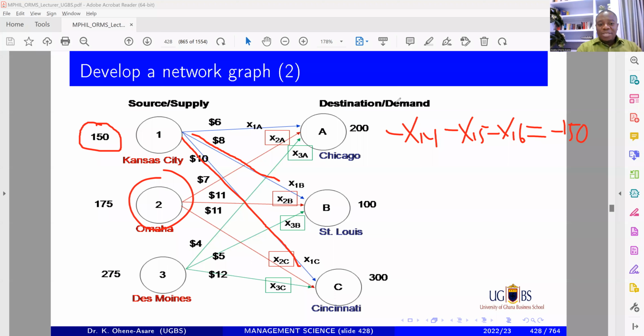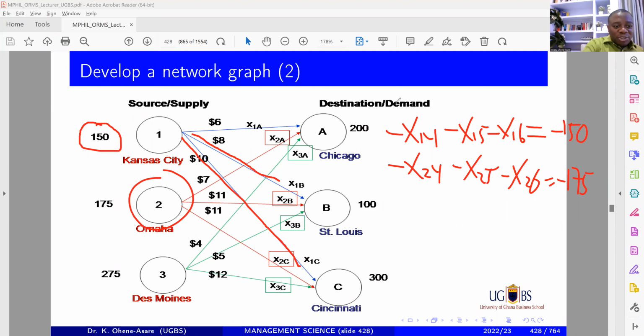Once you bring the number, if you can check, I did not add the cost. When you are writing the constraint, you only bring the cost when you are writing the objective function. So start. Minus x24, minus x25 and minus x26 equal to 175. Equal to 175. That would have been wrong because they are leaving. It should be equal to minus 175. Very well. Thank you.